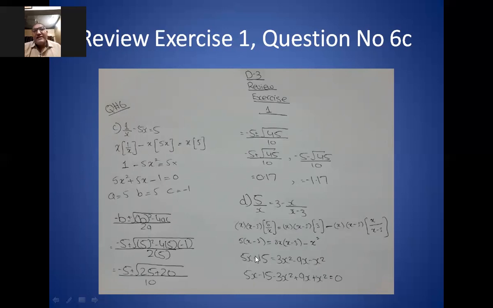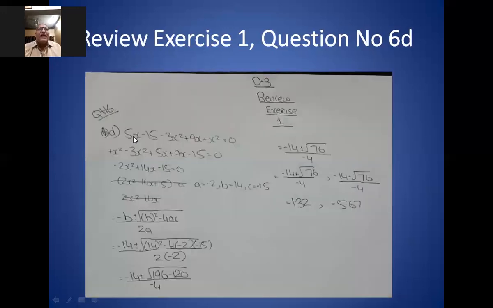So you will have, take these 2 terms to the other side also. So you will have 5x, or they have brought to the left side. These terms they have brought to this side. So you will have 5x minus 15 minus 3x squared plus 9x plus x squared equals to 0. So we will further simplify it. So it will be like x squared minus 3x squared plus 5x plus 9x minus 15 equals to 0. So we will have minus 2x squared plus 14x minus 15 equals to 0.